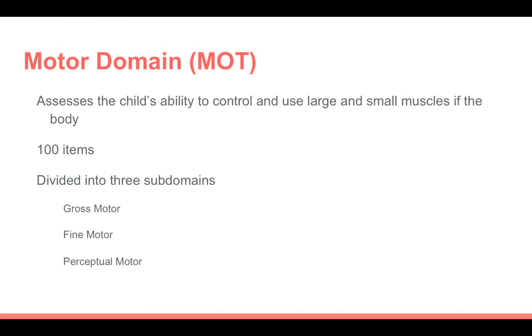The motor domain portion evaluates the child's fine and gross motor skills. It includes 100 items. The 3 subdomains include gross motor, fine motor, and perceptual motor. Examples of the skills evaluated in this section include stacking 8 cubes vertically, drawing a person with 6 parts, and skipping on alternating feet for a distance of 20 feet.